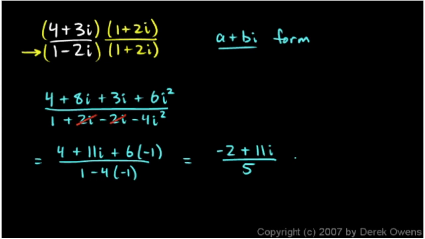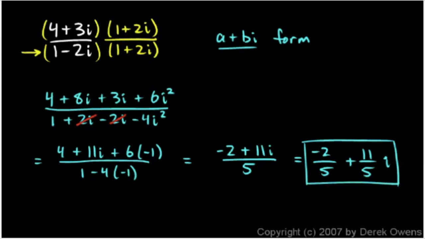And let's go one more step. Let's write it like this. Negative 2 over 5 plus 11 over 5 i. Sorry, I need a negative 2 there. And that's our answer. And notice the form that I have it in: a plus bi. a is negative 2/5, and b is 11/5. So this is in standard form.